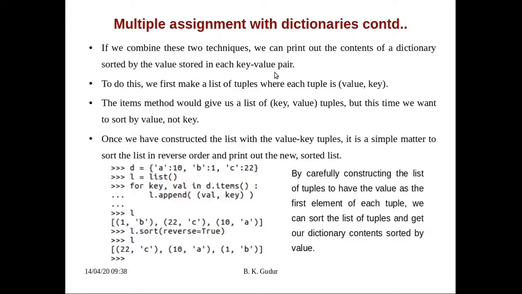So normally we can sort using a key, but by combining this technique, tuple and multiple assignment technique, we can sort by value. To do this, we first take a list of tuples where each tuple is value, key. Then the items method would give us a list of key-value tuples, but this time we want to sort by value, not by key. Once we have constructed a list with value-key tuples, it is a simple matter to sort the list just by using the sort method.